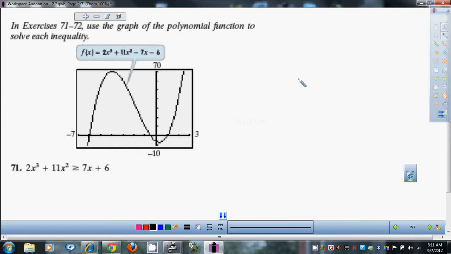So what are we looking at? We're looking at where this whole thing is greater than 0. We'll look at the function. Where does that occur? Looks like that's 1, 2, 3, 4, 5, 6. So it looks like that's from about negative 6 to about negative 1/2. So from negative 6 to negative 1/2.